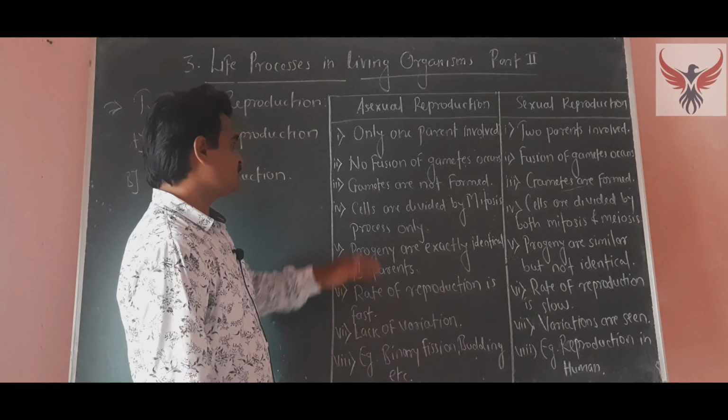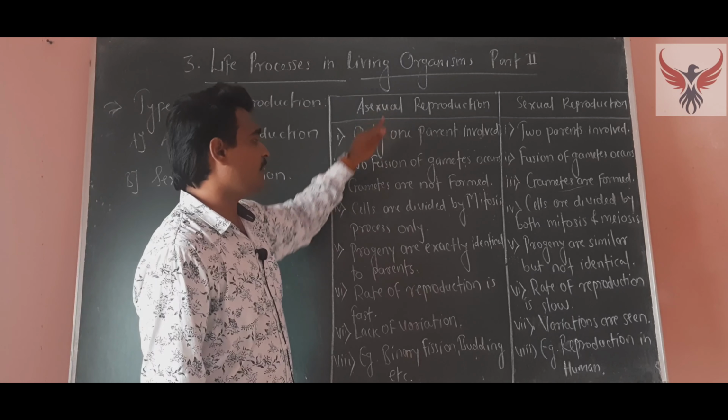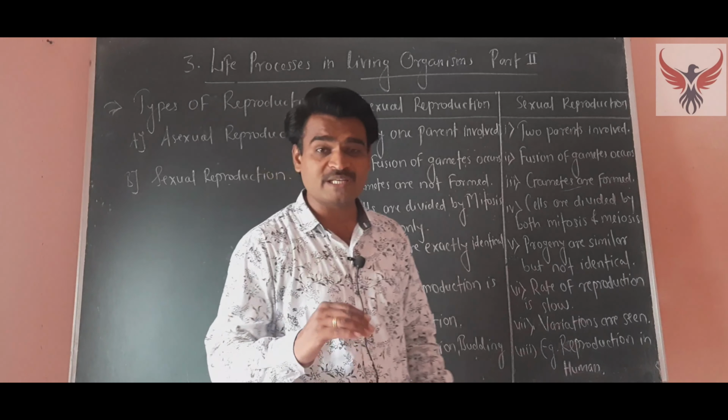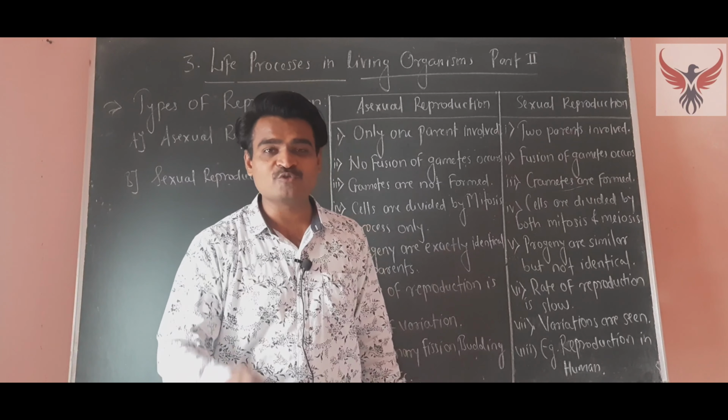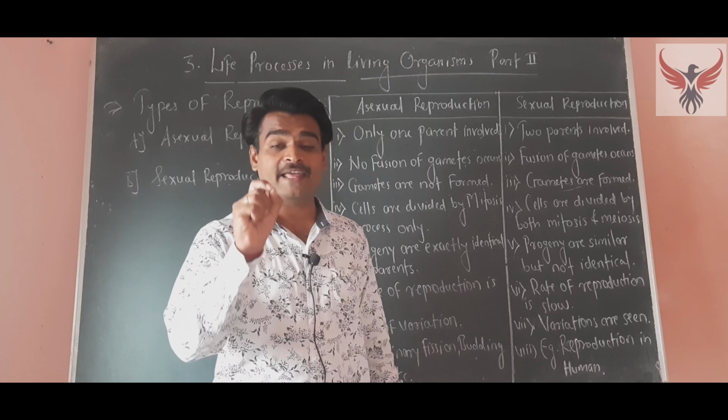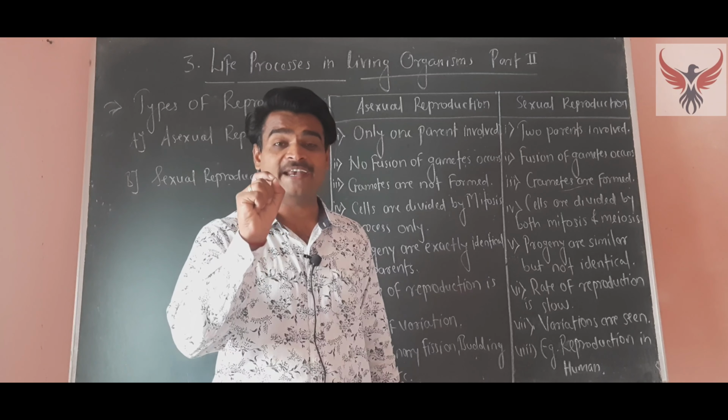After that, the fifth difference is the progeny are exactly identical to parents. In case of asexual reproduction, what are the progeny? Progeny means new individuals produced. So the new individuals are exactly alike, exactly identical to their parents in case of asexual reproduction. This is the fifth difference.